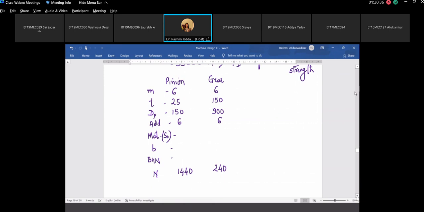On similar lines, I want you to go with the design of the second gear pair, P2G2, where RPMs and design power are given. Come out with this kind of answer and then you can post your answers on the WhatsApp group. If you have any problem there, you can ask me. Next class, we'll solve another problem on this gear design where some other data is given. So that's all from my end.